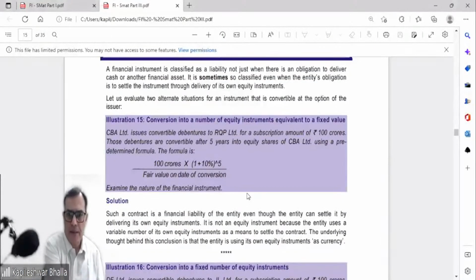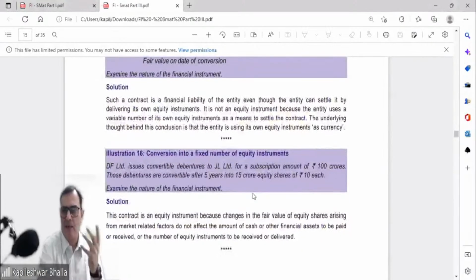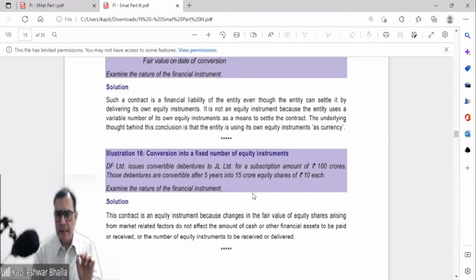Now, with this illustration 15, let's have a look at another illustration. Let's have a look at illustration number 16. It says DF issues convertible debentures to JL. So one thing is very clear, that DF is the issuer and JL is the holder. It says for a subscription of 100 crores, these debentures are convertible after 5 years into 15 crore equity shares of 10 each.